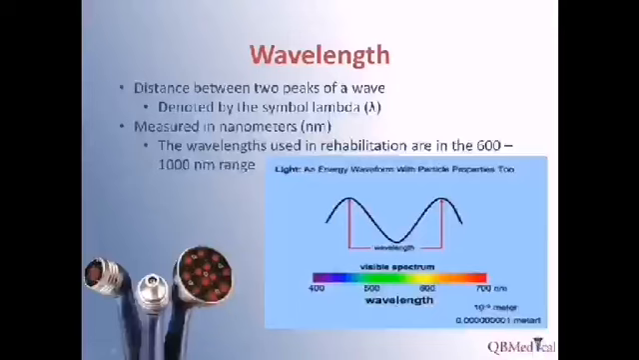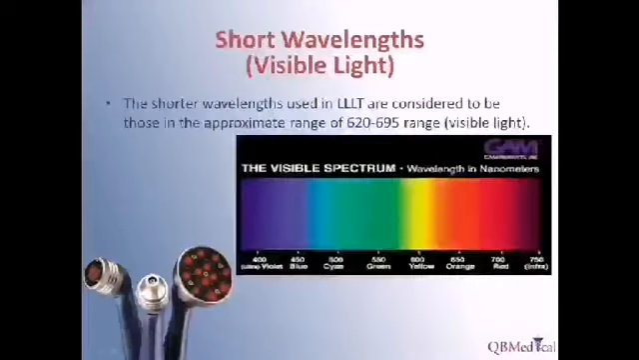In therapeutic purposes, lasers are typically in the 600 to 1000 nanometer range, putting them in the red to near infrared portion of the electromagnetic spectrum. As we can see here, the wavelengths in the lower end of the spectrum used for therapy are in the higher end of the visible spectrum, giving us red light.